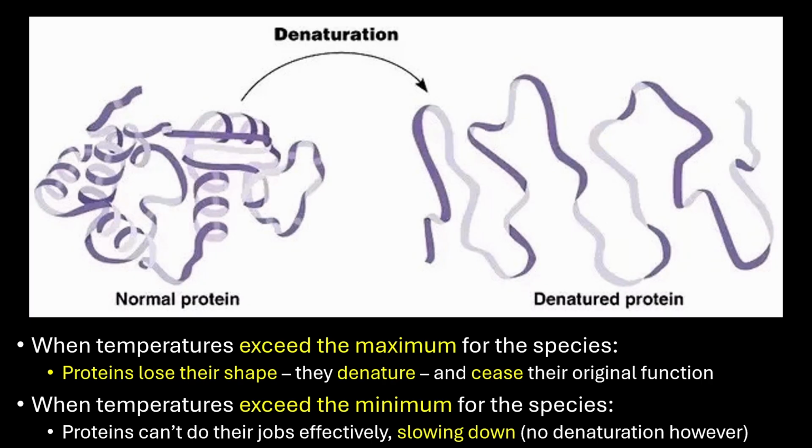And then when temperatures go below the minimum for the species, so now we're getting too cold, proteins don't actually denature under these conditions when the protein gets too cold, but the rate of reaction slows. They don't really denature, but they stop being very useful because the reactions they normally would regulate become less and less and less common and require more energy in order to make happen.